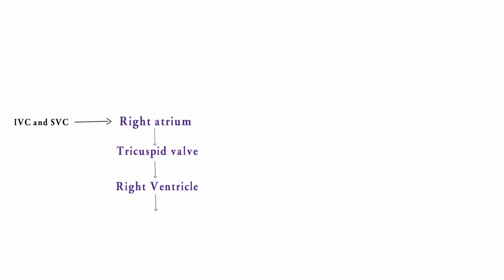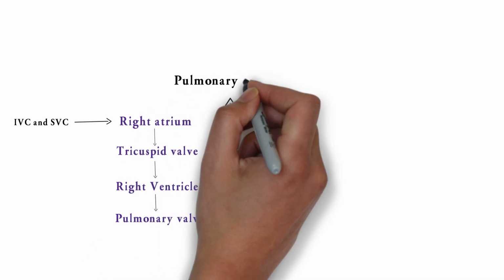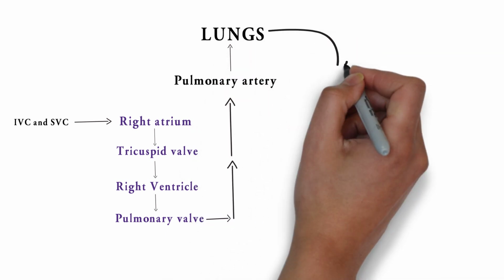As the ventricle contracts, blood leaves the heart through the pulmonary valve into the pulmonary artery and finally reaches the lungs, where it is oxygenated. Now, the left side of the heart.